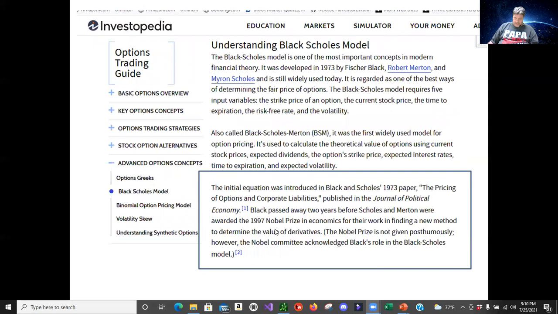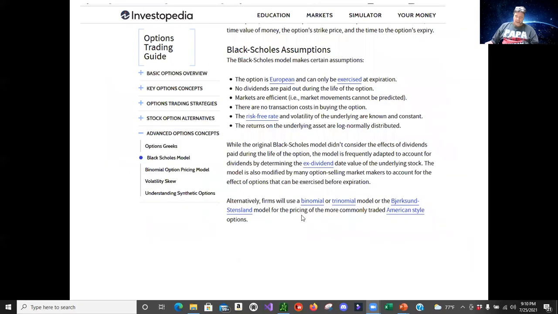I have some history here. The initial equation was introduced by Black and Scholes in 1973 in a paper called "The Pricing of Options and Corporate Liabilities," published in the Journal of Political Economy. Black passed away 2 years later, before Scholes. In 1997, the Nobel Prize in Economics was given for their work finding a new method to determine the value of derivatives. And here's some more other stuff we talk about.